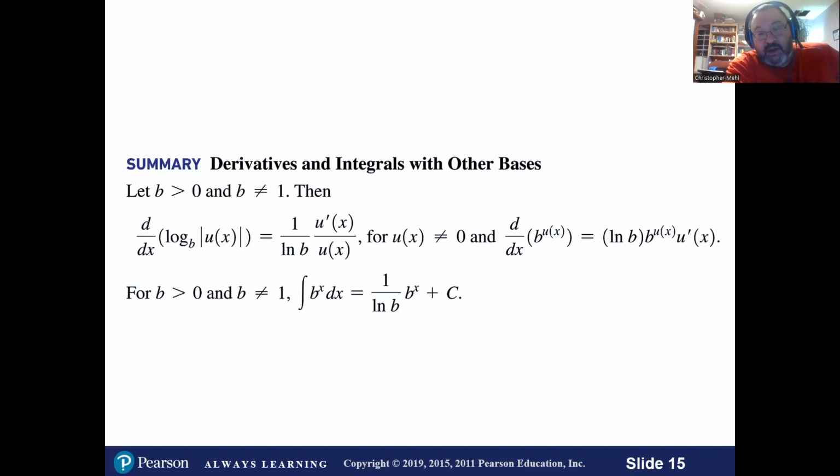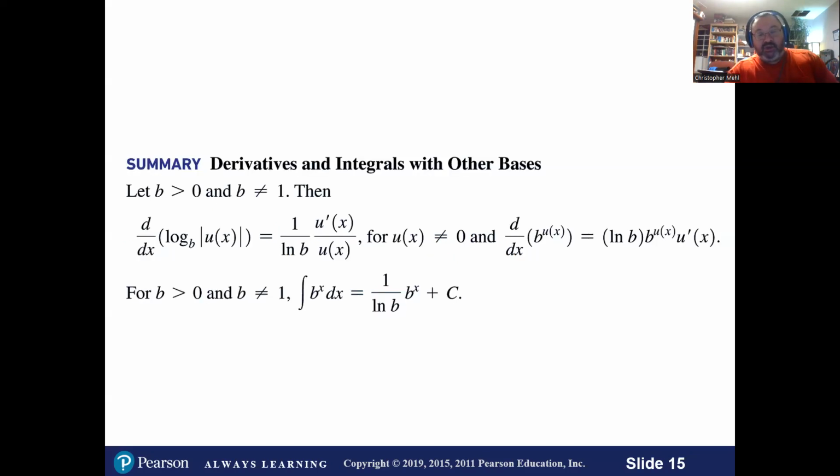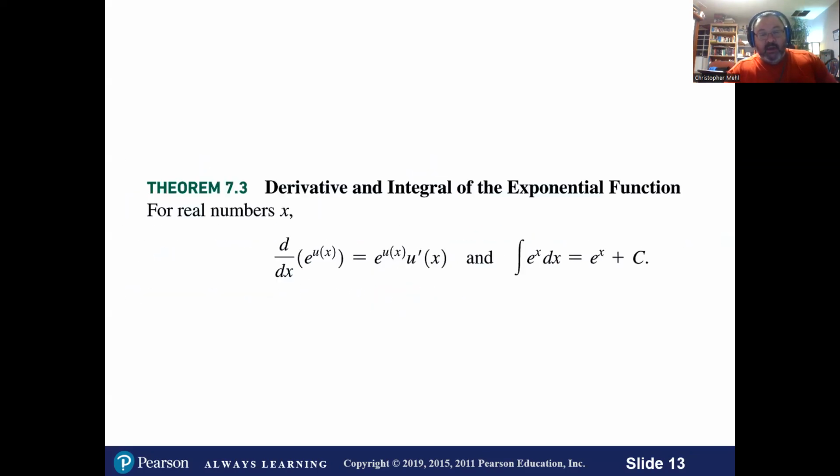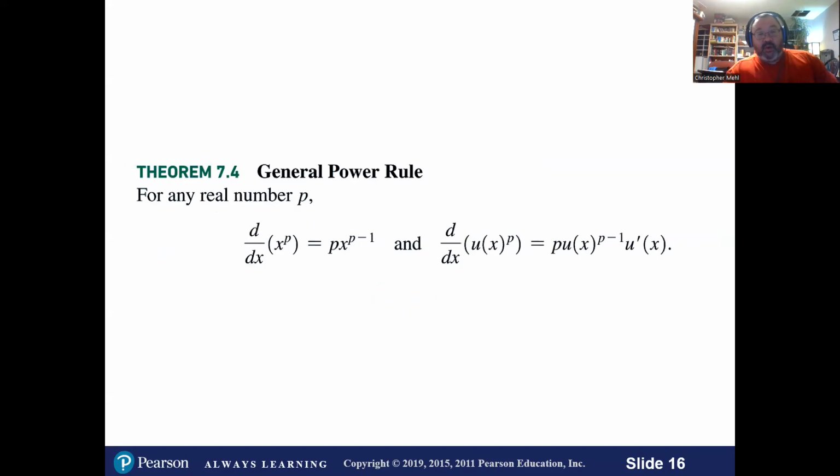Okay, and similar idea with b to the u of x. Since b to the x can be written as e to the x natural log of b, just making that substitution to start and then applying the idea that the derivative of e to the x is e to the x, that's what gives us these formulas there.